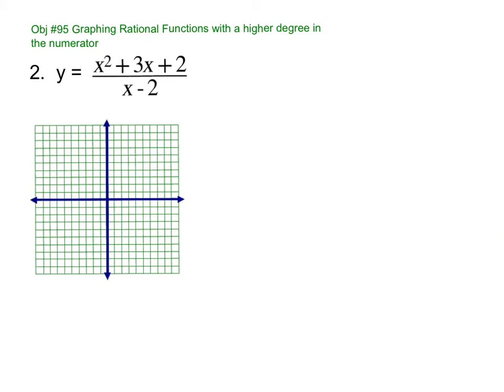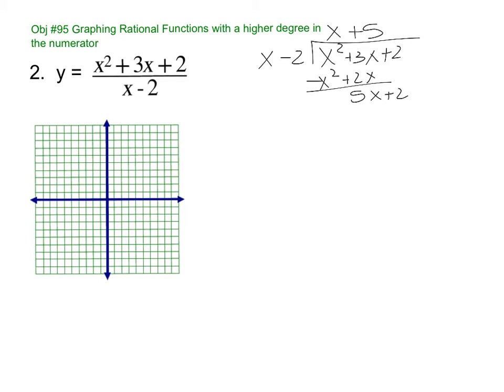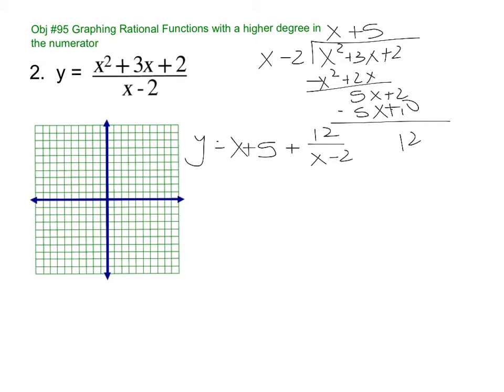All right, pause the video. See if you can do this on your own. So we're going to start by dividing x minus 2 into x squared plus 3x plus 2. So x squared minus 2x, 5x plus 2, 5x minus 10, 12. So my function is x plus 5 plus 12 over x minus 2, which means my vertical asymptote is x equals 2. My slant asymptote is y equals x plus 5. All right. Whatever's in front is my slant asymptote.